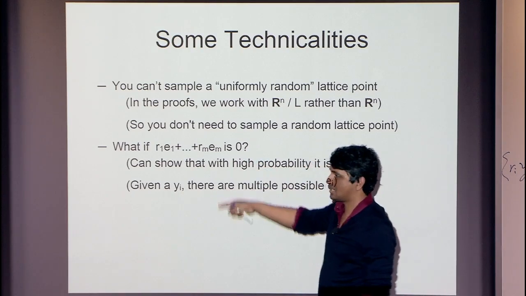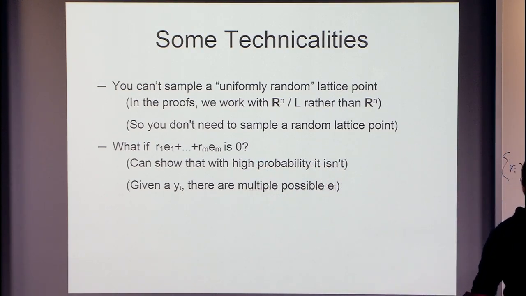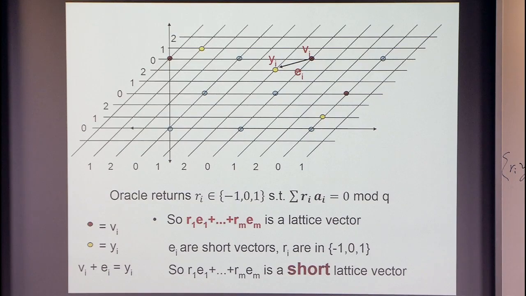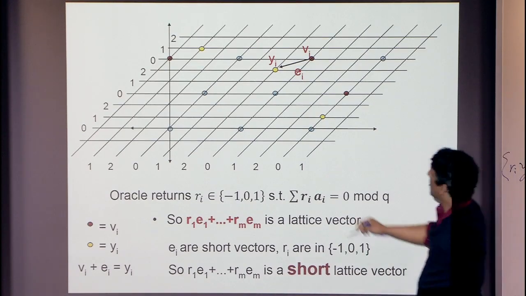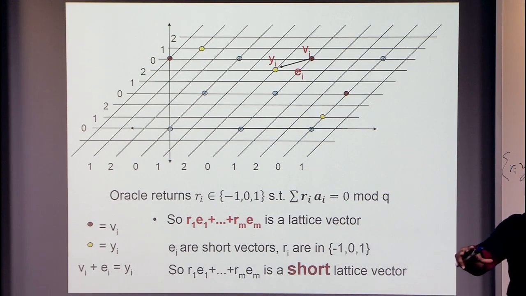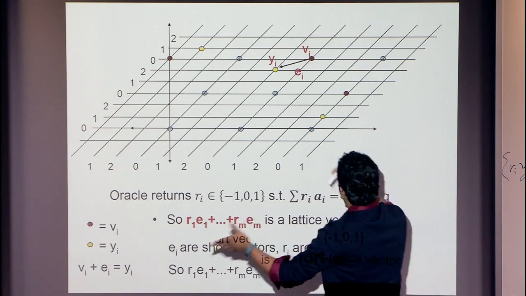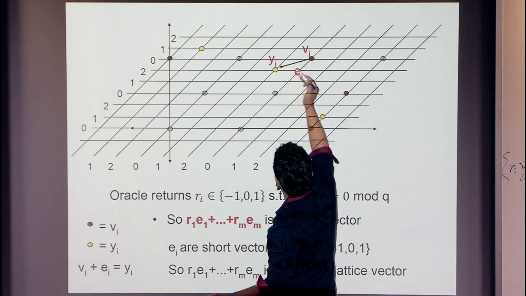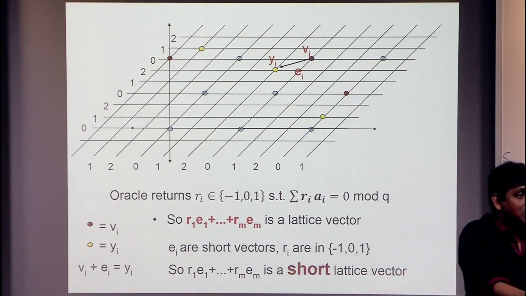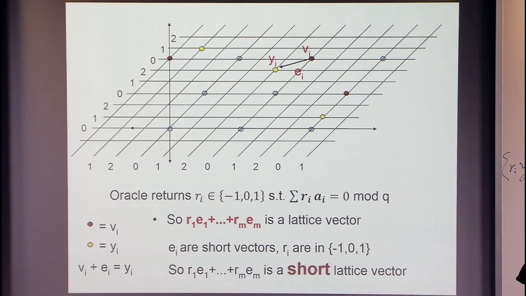David, what if this is 0? You can show that this is not the case, and really the key idea is that once I give you the Y_i, the Gaussian is large enough that there are many possible lattice points where this could have come from. So this is a pretty good close lattice point, and so is this one. Once I give the SIS oracle the Y_i, it doesn't know where things are coming from.